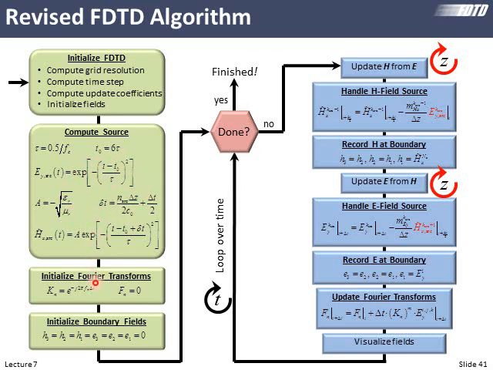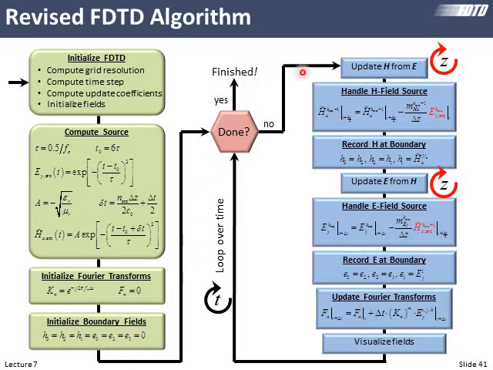Then we initialize our Fourier transforms. We set all the Fourier transforms to 0. We calculate all our kernels. Remember, we have one kernel for every frequency we're interested in. For the Fourier transforms, we have one Fourier transform going for every frequency and one for every point. Then we initialize our boundary terms. We have these perfect absorbing boundaries, so we'll initialize all those terms to 0.